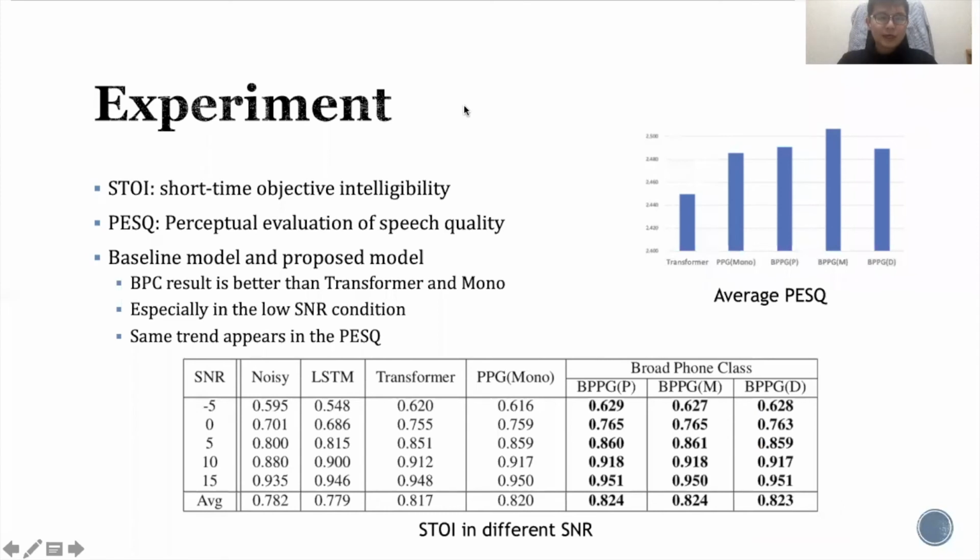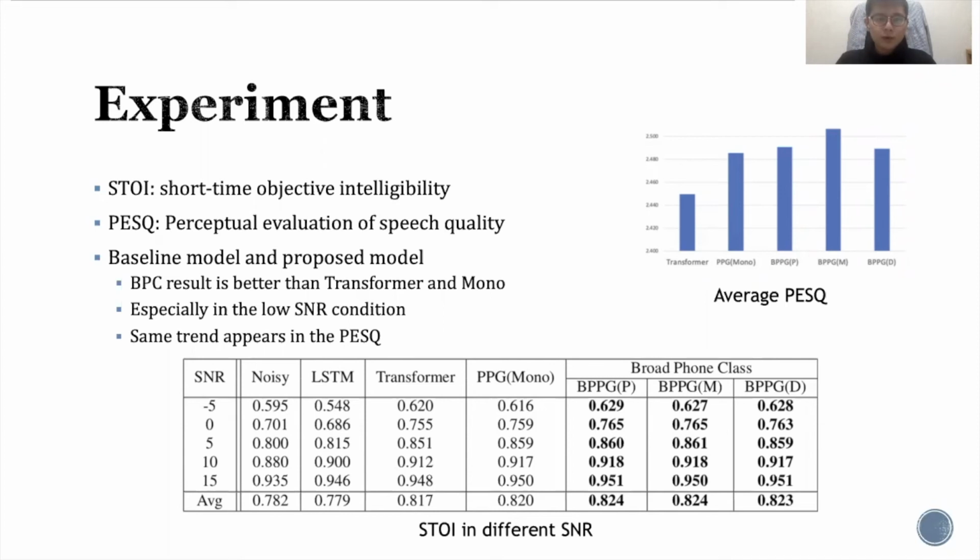This is the speech enhancement results of our system. We use 2 scores to evaluate the performance of the SE models. STOI represents the intelligibility of the speech. PESQ means the quality of the speech.